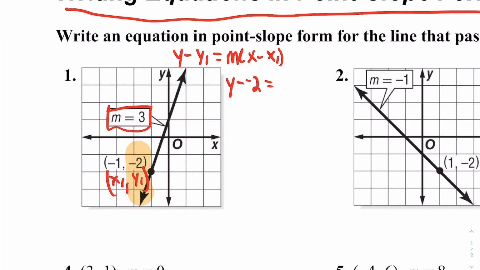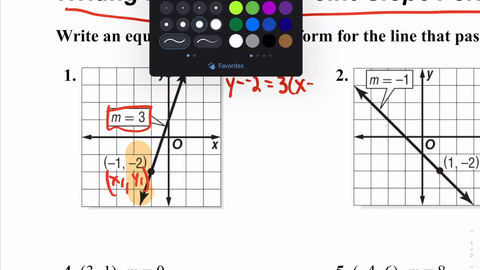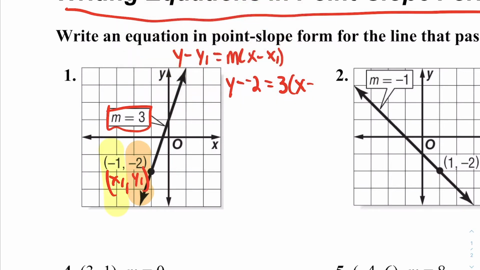Equals m, our slope is 3, times, we're going to open a parentheses, x. In the formula it says minus, so we're going to copy that. And then our point for x is negative 1. Our point for x1 is negative 1. So x minus negative 1. The only simplifying we have to do is we need to combine these two negative signs. Y plus 2 equals 3 times x plus 1. We're done.